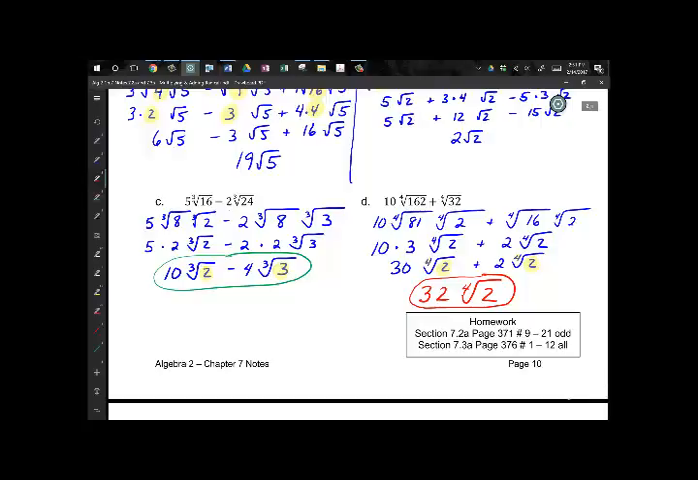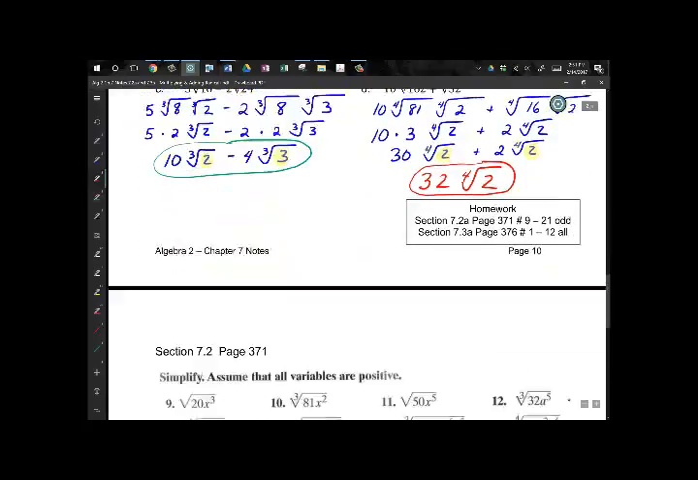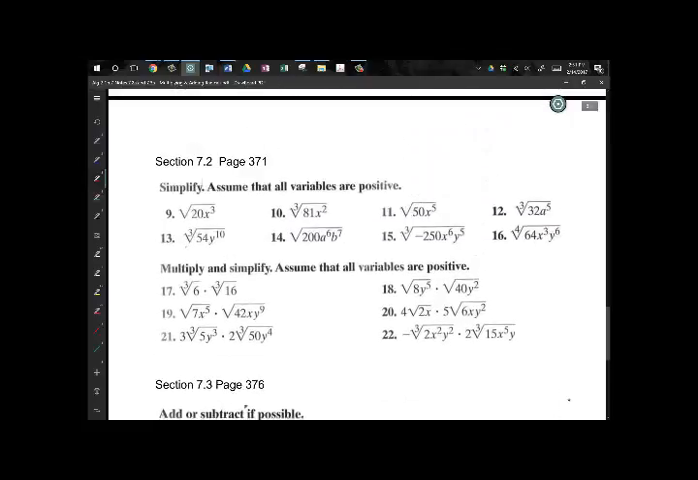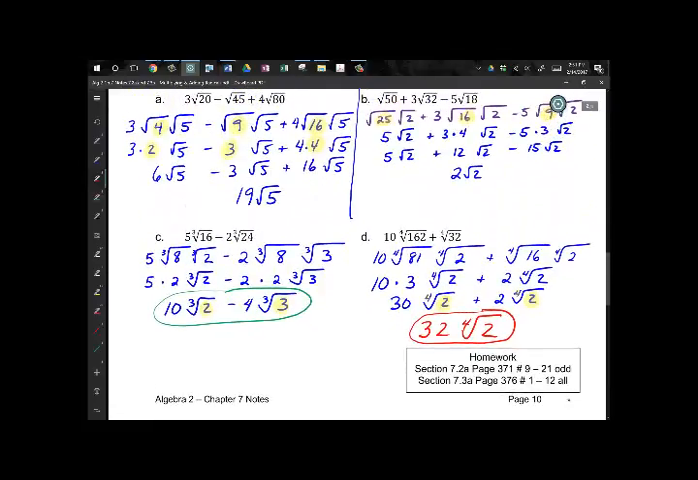Our homework today is going to be 2 small pieces out of 2 different sections, and I've given you those problems down here below to work with. I hope this has been helpful in understanding how to multiply and also to add radicals once we simplify them together.